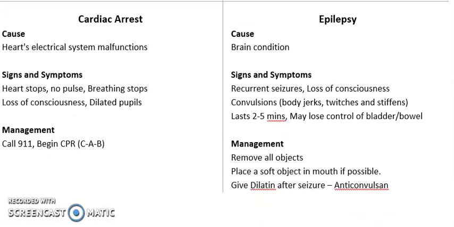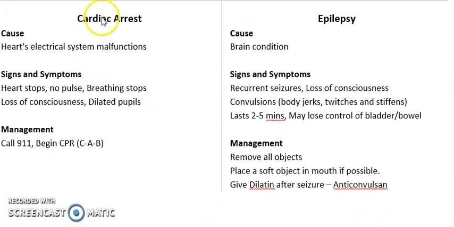The last two things that we have is the cardiac arrest. Technically, that's when the patient almost dies. So the heart is stopping. It's not pumping anymore. There's no pulse. The heart stopped. The breathing stopped. Loss of consciousness, dilated pupils. We have to call 911 and begin CPR right away.